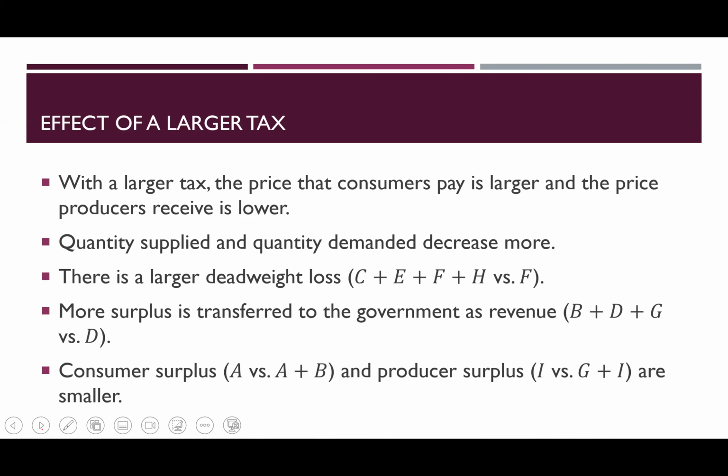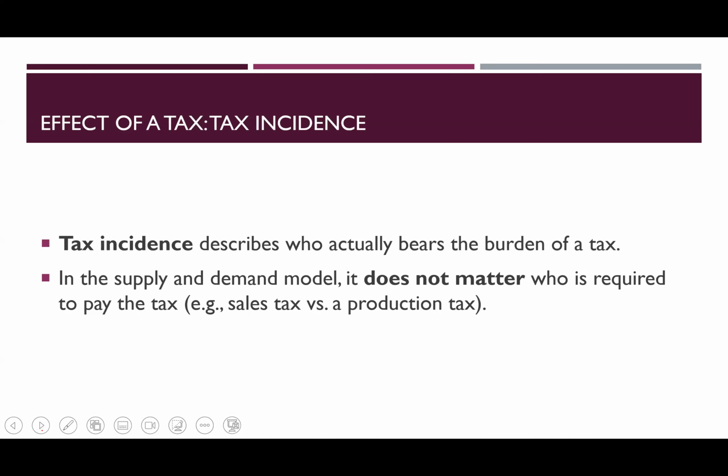Okay. So again, with the larger tax, the price that consumers pay is larger, and the price that the producers receive is lower. And so we see a larger decrease in quantity supplied and quantity demanded, meaning that the deadweight loss is going to be larger and more surplus is transferred to the government because of the greater wedge between the price that consumers pay and the price that producers receive. And again, consumer surplus will be smaller as well as producer surplus.